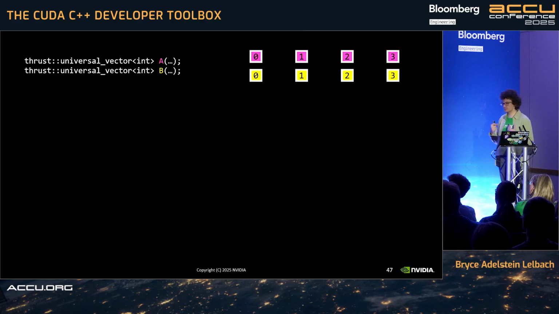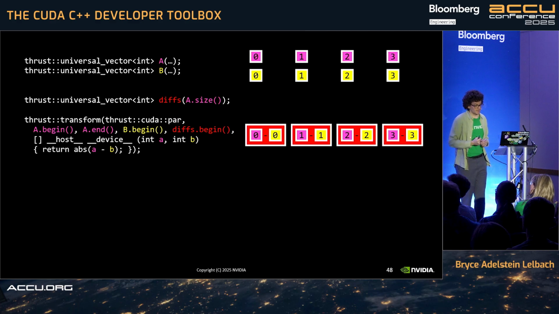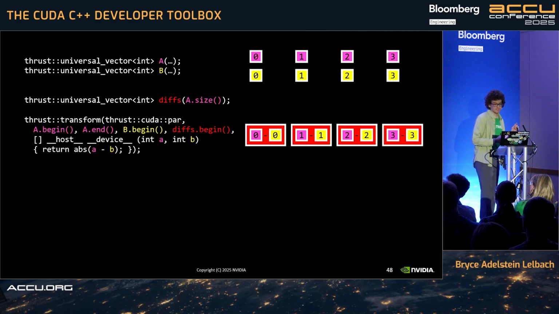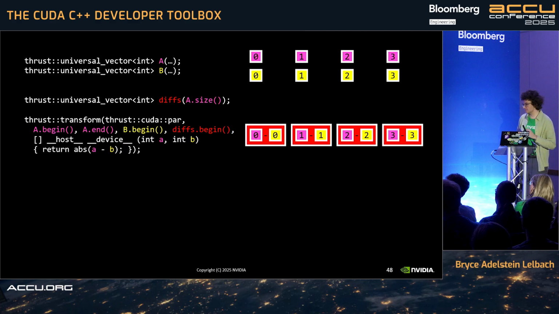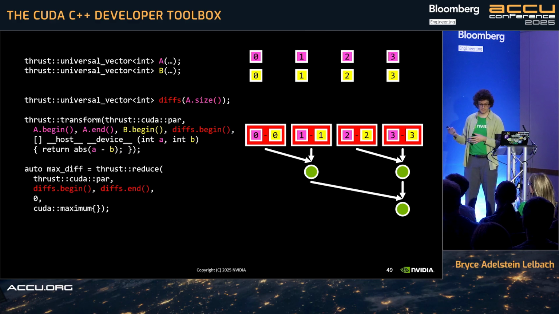So we start off with our two universal vectors, a and b. And then we calculate the difference between each two elements of a and b, storing it in a temporary vector that we've allocated. Finally, we do a reduction of the differences with maximum as the reduction operator.